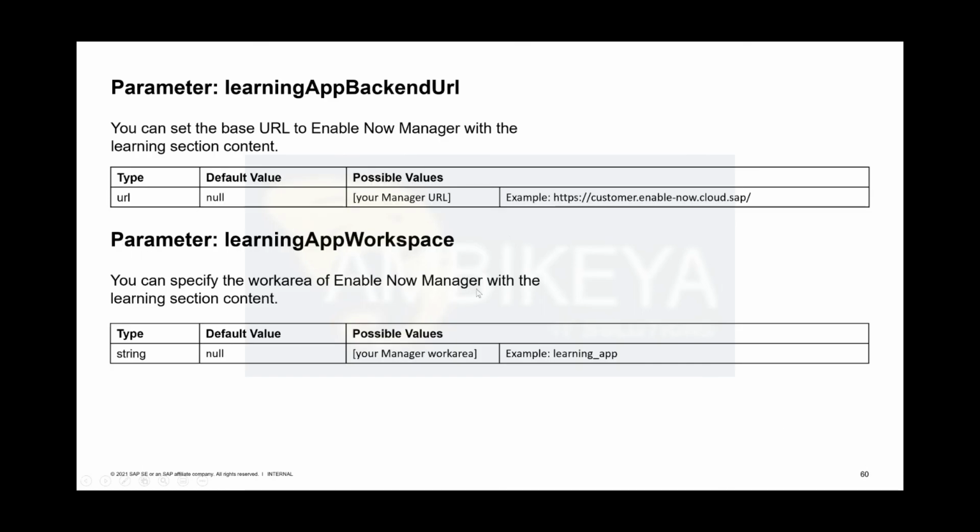So learning app, as mentioned, fully independent from the rest. Either it's there or not. The learning app backend URL is the one where the learning content can come from, and it can be configured fully independent from the others. URL and workspace play together. Yeah, no URL without workspace. Don't ask me why this is not put into one parameter. It's two. So it's the manager URL and the work area ID, independent from each other. And those parameters together define where the learning content is coming from.